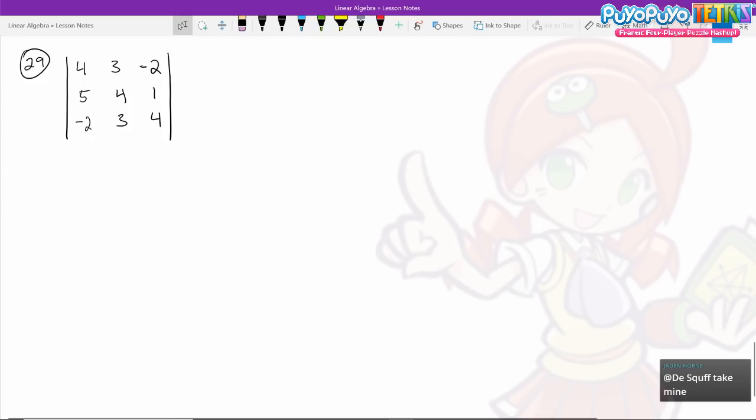Okay, I have to determine the determinant for this matrix. So, calculating the determinant is getting kind of boring. Maybe I should skip to something more interesting. Okay, well, let me solve this one at least.